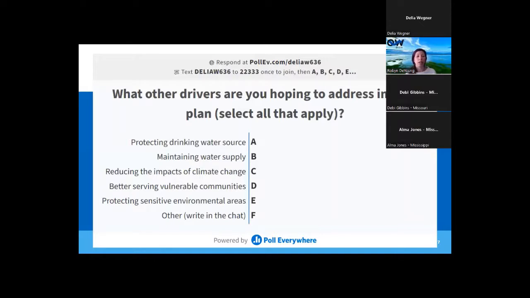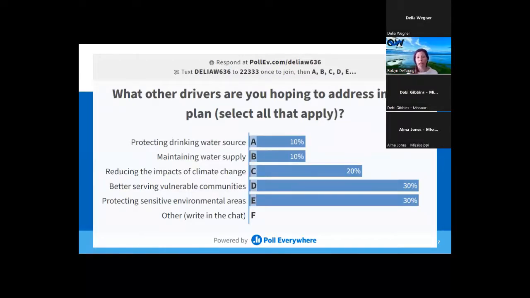Or maybe you want to better serve your vulnerable communities in a better way. So let's go to your polls and see what you have to say. And if there is anyone that would like to share, you can feel free to unmute yourself or put in the chat. Why something is really important to you?